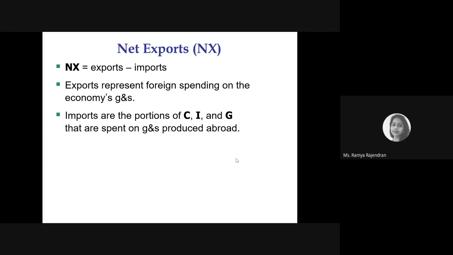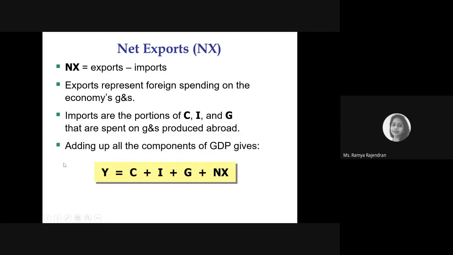That's why you should have heard from a lot of people, in the news and in forums, that if you have more exports, your GDP will increase. It's because of this formula: NX is part of GDP, and NX is exports minus imports. If you have more exports, this number is positive. If you have more imports, NX is going to be negative, which decreases the GDP of a country. So to have a higher GDP, you have to export more and import less.